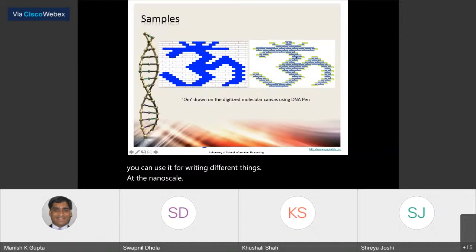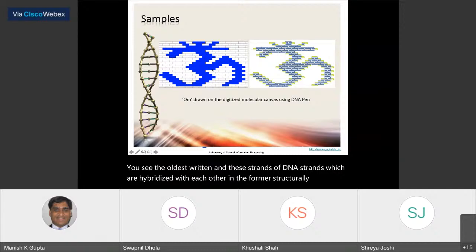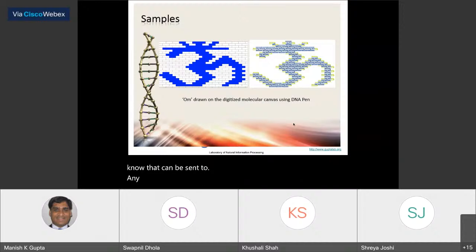You see the Om is written, and these strands are DNA strands which are hybridized with each other to form the structure. So you write on the canvas and the things are created. An Excel sheet gives you the DNA strands, which can be sent to any biotech company that will give you the actual DNA strands. You can mix them in the lab, and then these things can be created, and then you can use an atomic force microscope, AFM, to take pictures of these things.